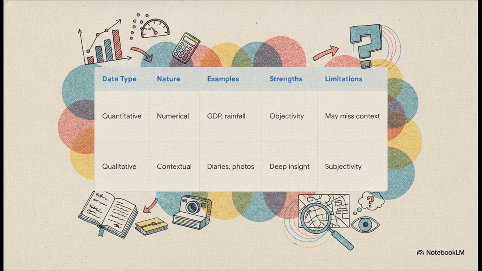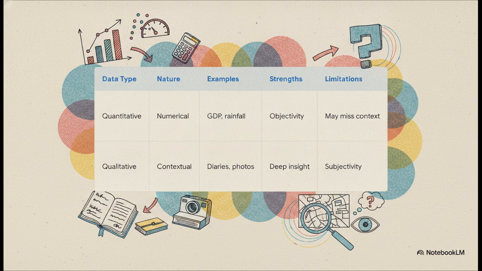When we actually evaluate their respective strengths and limitations side by side, the contrast is stark. Quantitative data's absolute superpower is its objectivity. If we're tracking GDP or national rainfall metrics, this objective structure allows for powerful, reliable statistical modeling. But in its rigorous pursuit of cold numbers, it completely strips away the underlying human context. It simply can't tell you how a recession actually feels to a family.